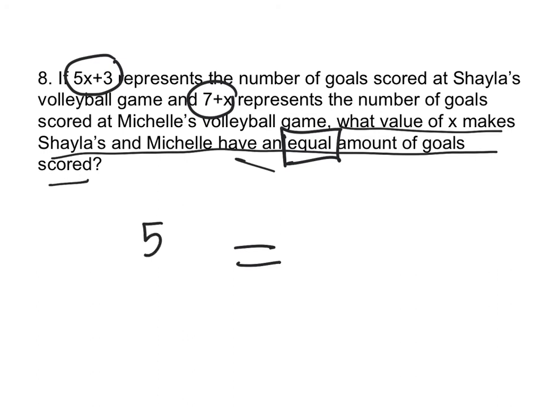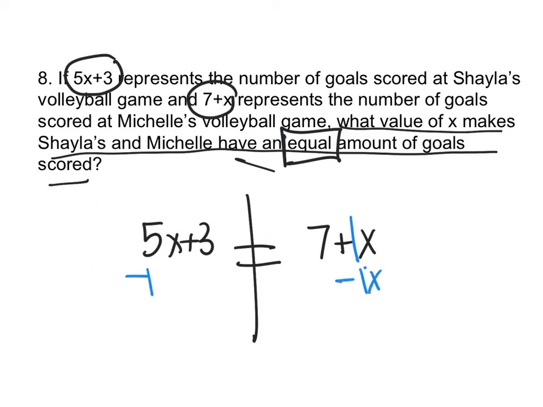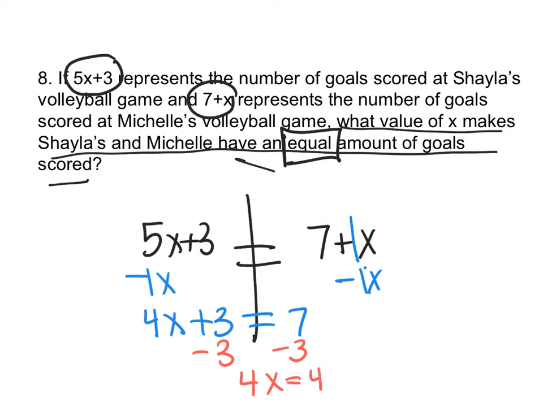So I'm going to write 5x plus 3 is equal to 7 plus x. Now I'm just going to solve. So I'm going to move 1x to the left. That's a positive 1x, so I'm going to subtract 1x, and I'm going to do it on the left. So now I have 4x plus 3 is equal to 7. Now I need to move 3 to the right, so subtract 3. So now I have 4x is equal to 4.